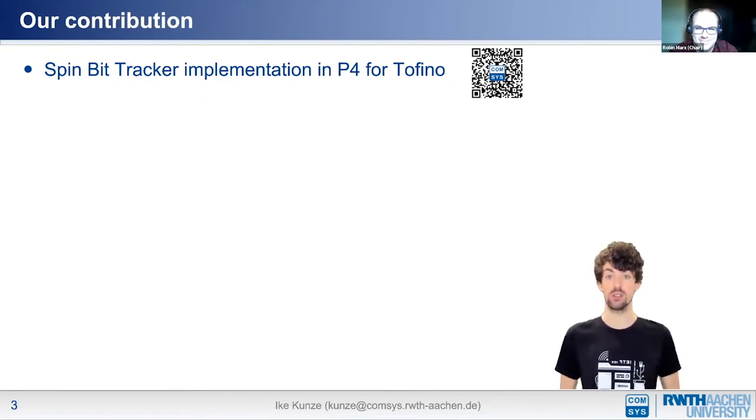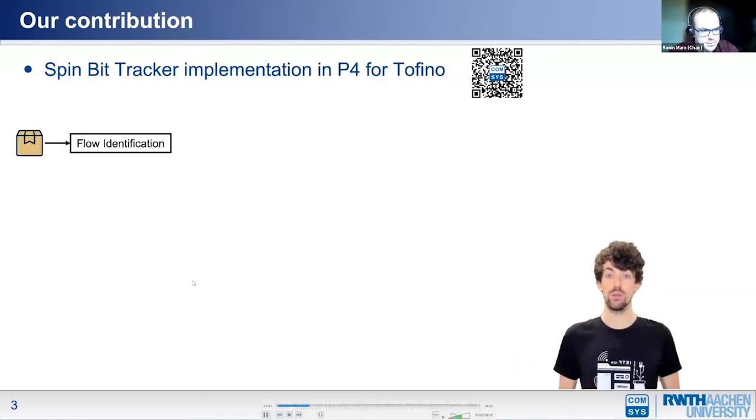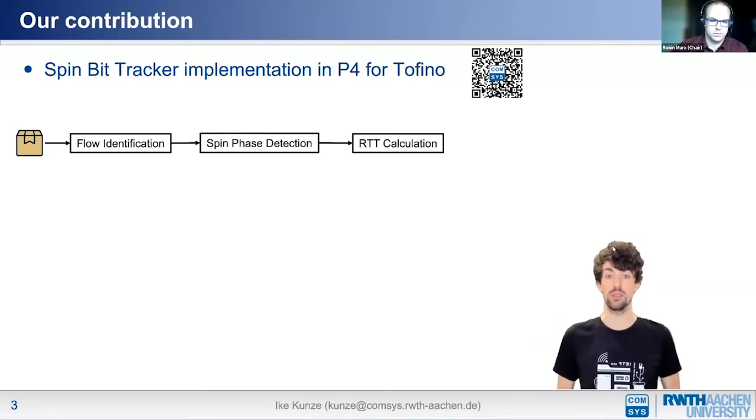Our spin bit tracker consists of several components. First, upon a packet entering the pipeline, we have to map it to a flow, as the spin bit is a per flow mechanism. In a second step, we then have to detect whether a spin bit phase change has actually happened. If that is indeed the case, we can then, in the third step, compute the flow's RTT.